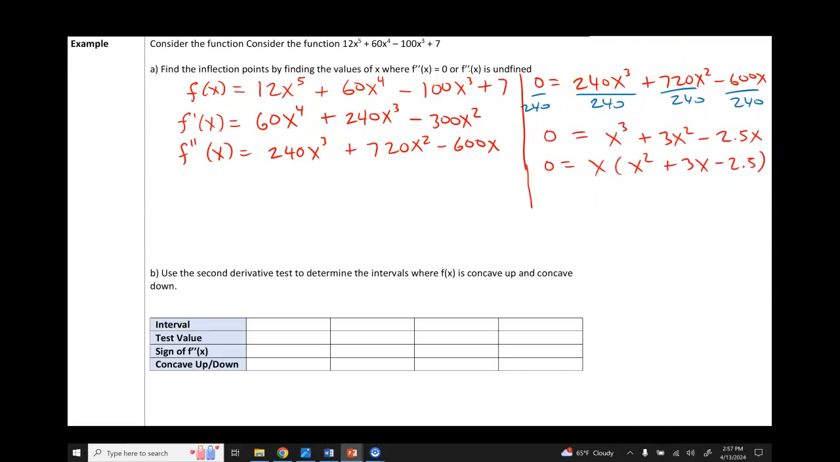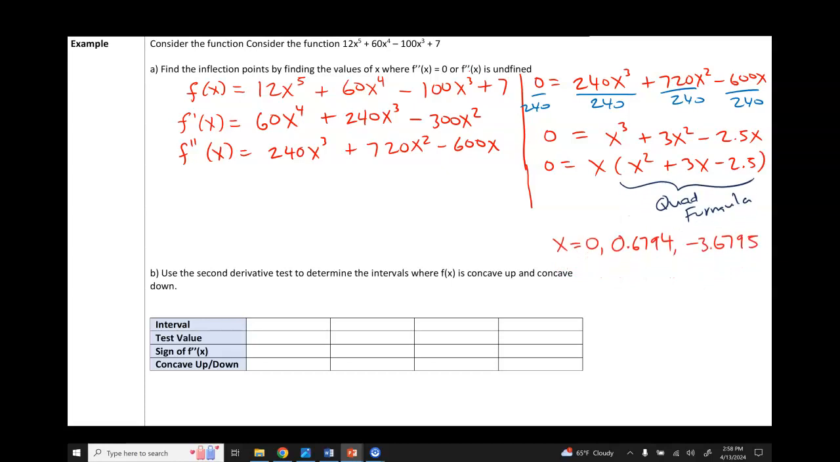So we get x cubed plus 3x squared minus 2.5x. And now they all have a common factor of x, so I can factor that out. So I have x times x squared plus 3x minus 5. From here, we can use the quadratic formula to solve the equation x squared plus 3x minus 5. I'm not going to go through the quadratic formula. It is a prerequisite to this class, so if you forgot how to do the quadratic formula, please go to YouTube. There are a million lessons on the quadratic formula.